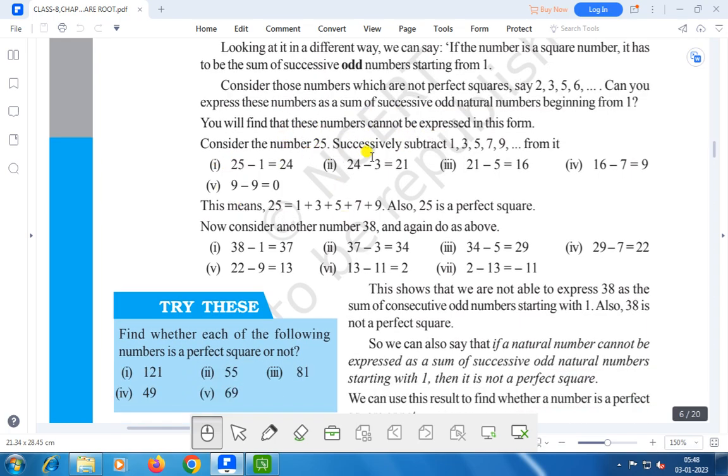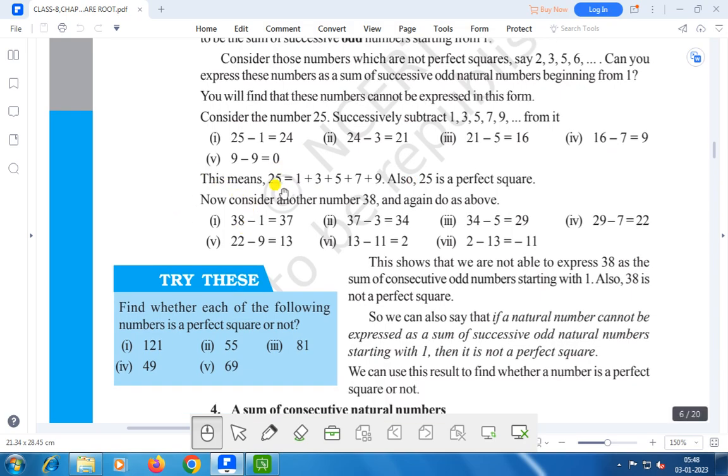Consider the number 25. Successively subtract 1, 3, 5, 7, 9 from it. 25 minus 1 is 24. 24 minus 3 is 21. 21 minus 5 is 16. 16 minus 7 is 9. 9 minus 9 is 0. This means that 25 is equal to 1 plus 3 plus 5 plus 7 plus 9. Also, 25 is a perfect square.